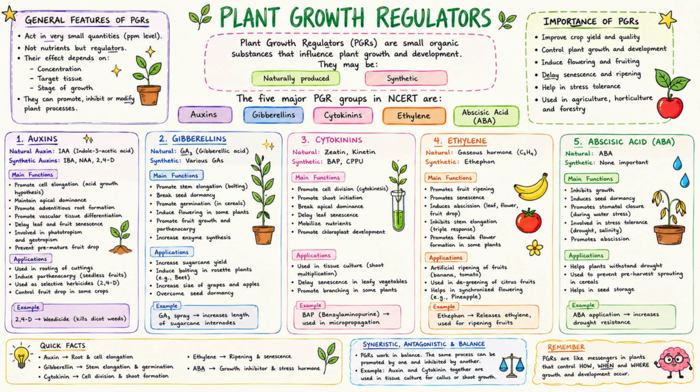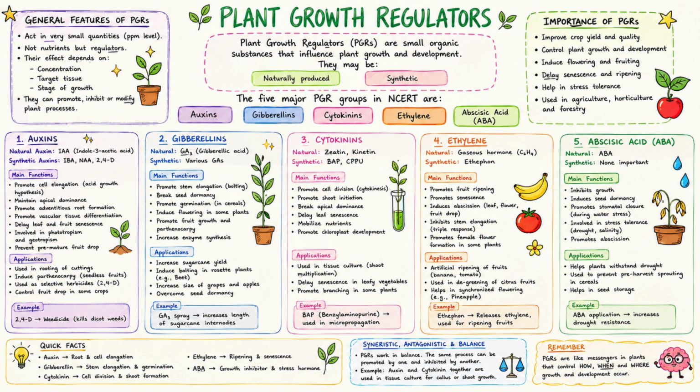Auxins mainly promote cell elongation and help in the growth of shoots and roots. They are also responsible for apical dominance, which means the main shoot suppresses the growth of side branches. Auxins can also help in root formation, fruit development, and formation of seedless fruits.